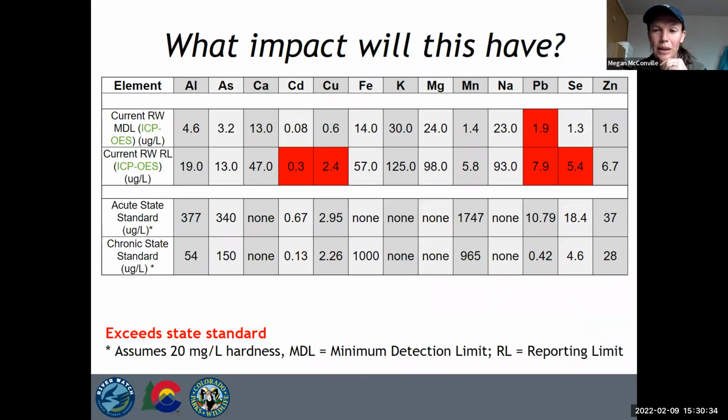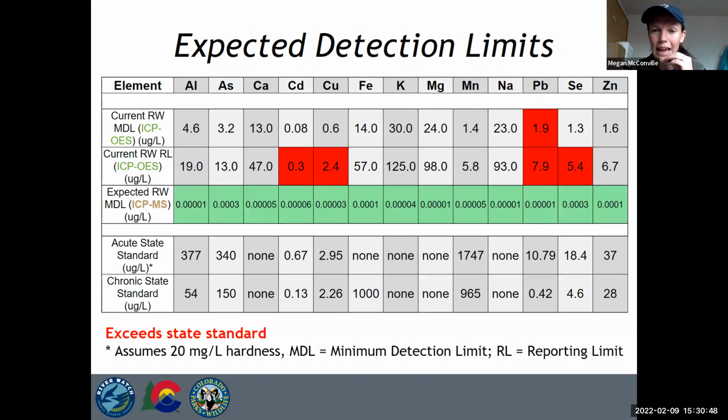Okay, so what impact will we have? Coming back to Bradley's question, what do we expect the minimum detection limits for our mass spec? So I'm showing the same chart, but now we add this anticipated lower detection limit for the mass spec. And I had to change the font size, right? We go 3 to 5 orders of magnitude smaller. So our current Riverwatch minimum detection limit for aluminum is 4.6. This instrument has the capacity to go 0.000, we're at part per trillion already, 0.01.